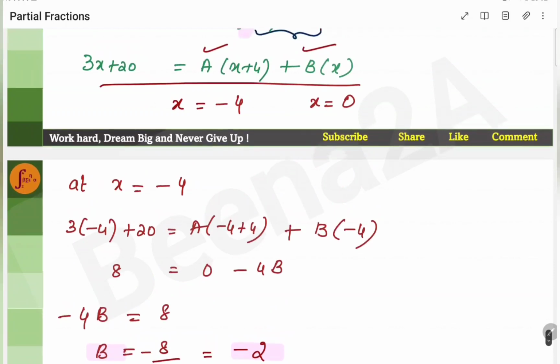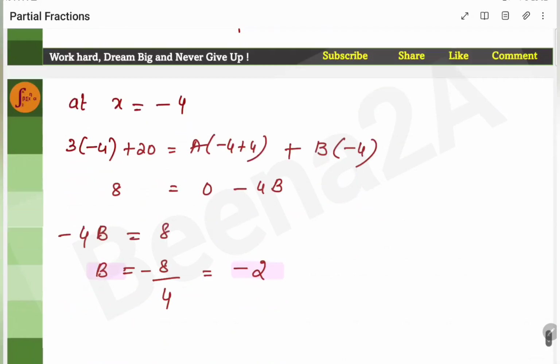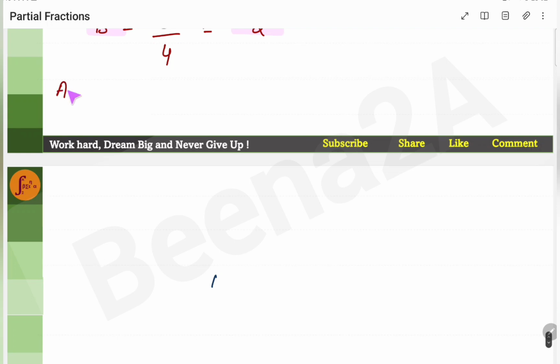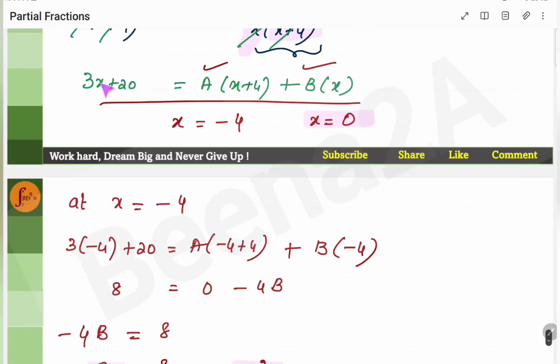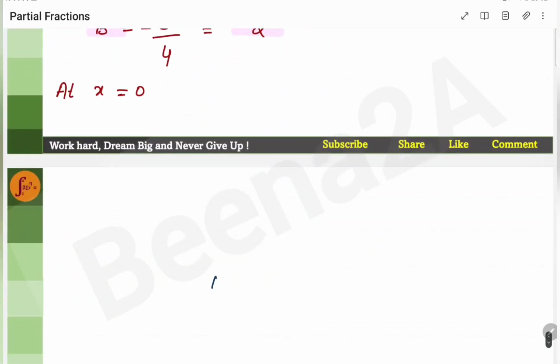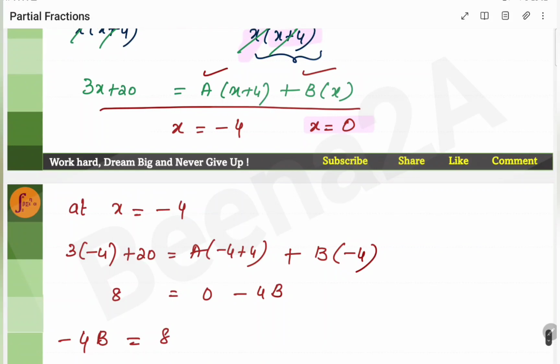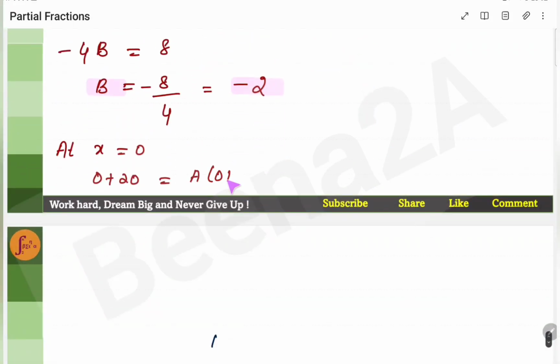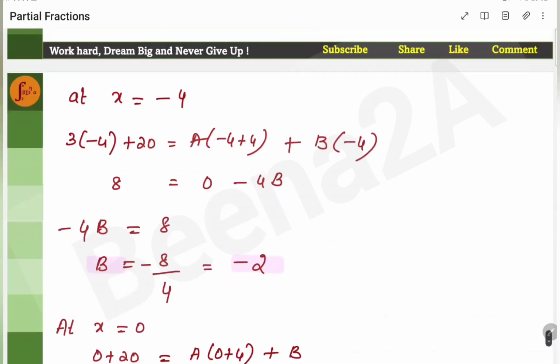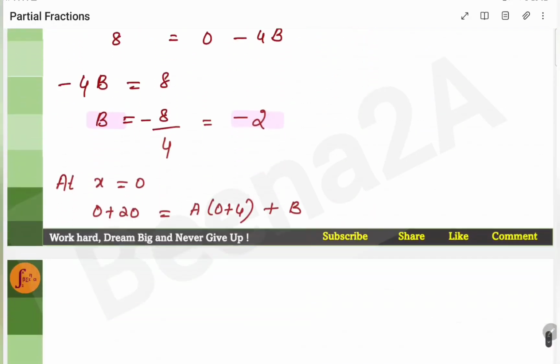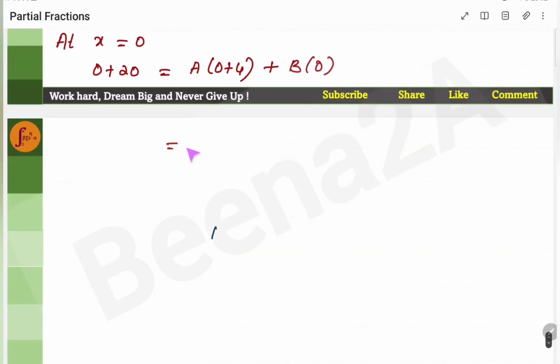Now we'll find the value of a. To find the value of a, we'll have to take the next value of x. X is equal to 0, right? At x is equal to 0, put x as 0, I'll get 3 into 0 plus 20. I'll get 0 plus 20. What else is here? A into 0 plus 4, and b will become 0 because b into 0 is 0. So I'll get 4a plus 0 is 20, which means a is 20 by 4, which is 5. A is 5. So I got the value of a, right?